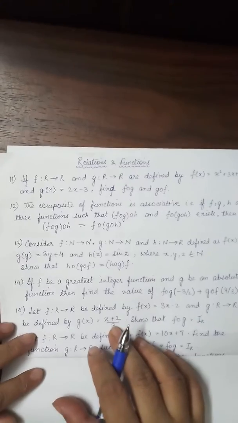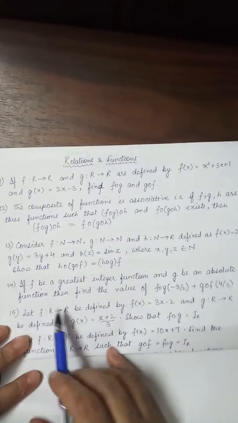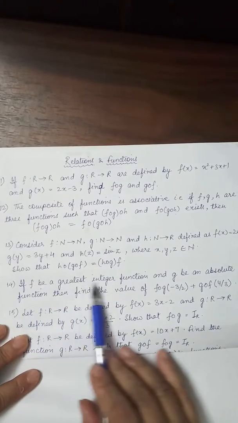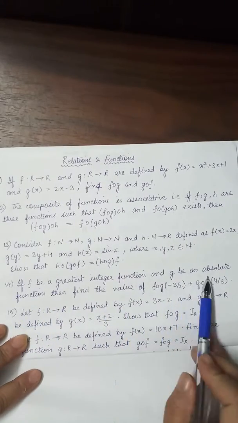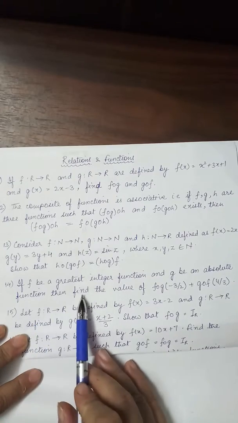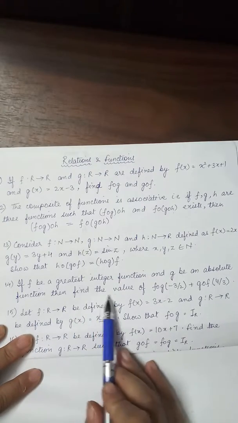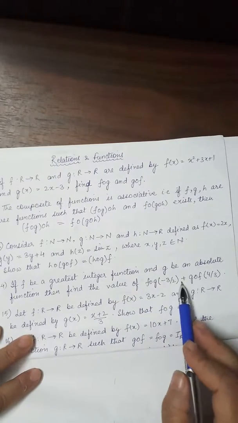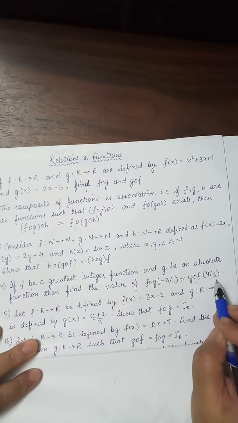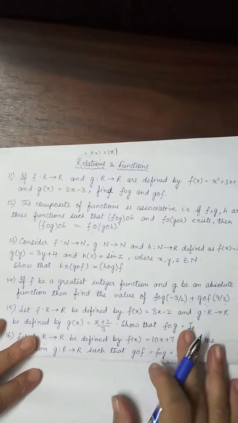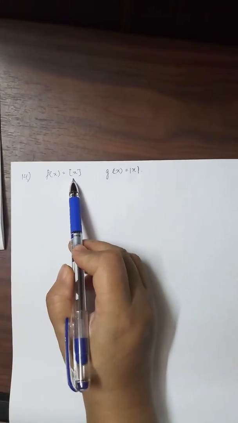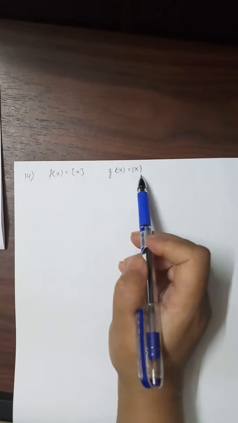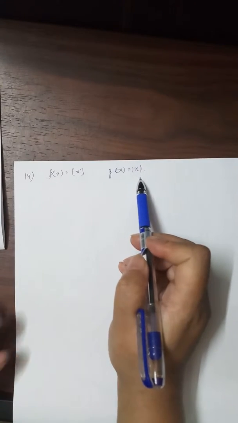Now we will do question number 14, which is an interesting, good question. If f is the greatest integer function and g is the absolute function, then find the value of f o g of minus 3 by 2 plus g o f of 4 by 3, right? Now in this case, f is the greatest integer function and g of x is the absolute function, that is the mod function, right?